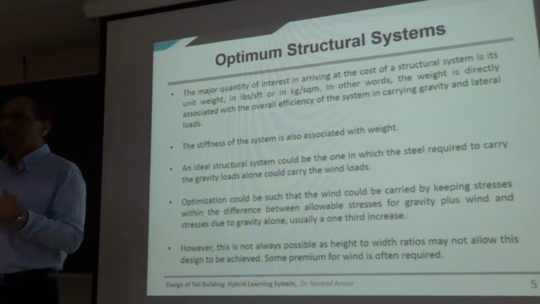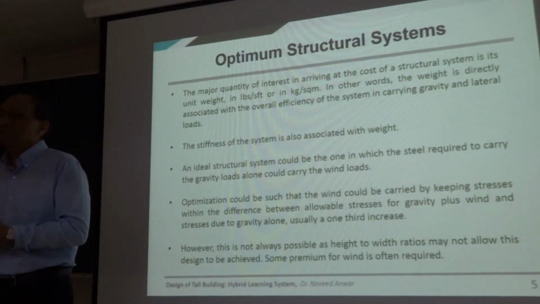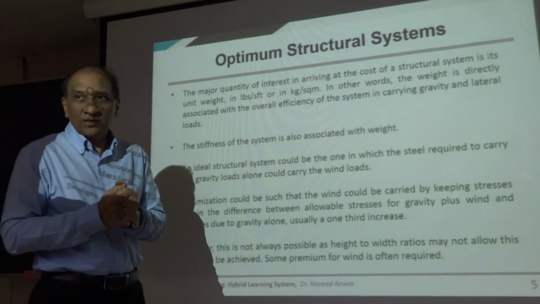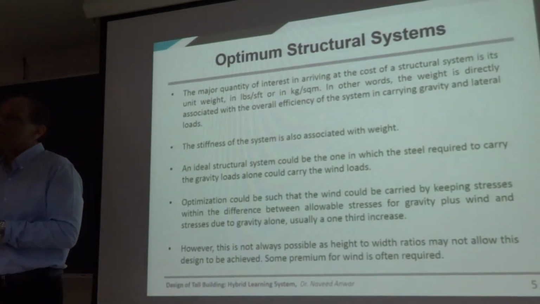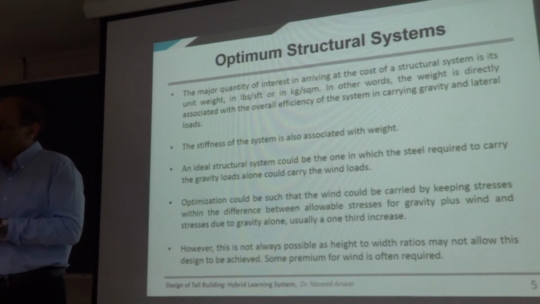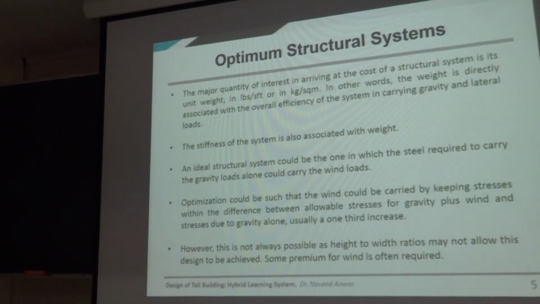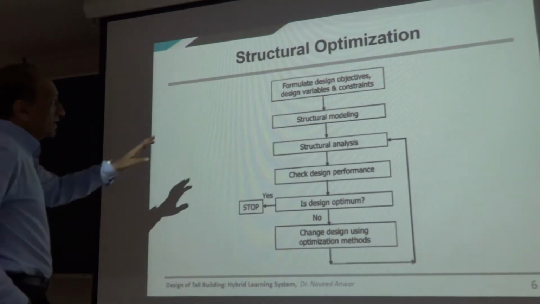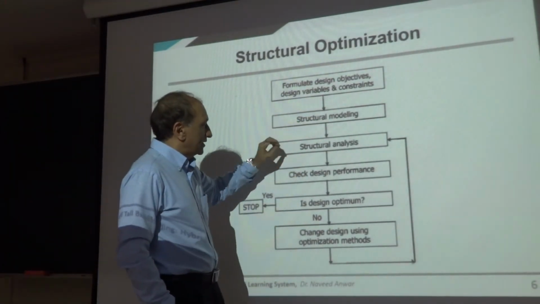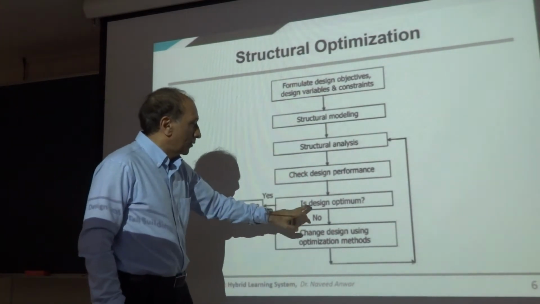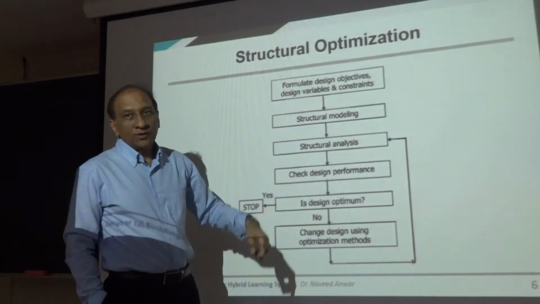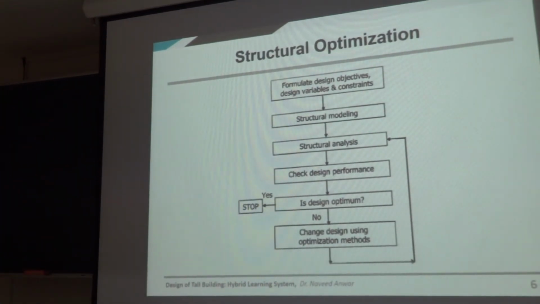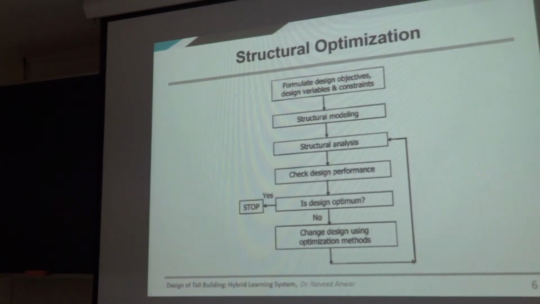So shear wall may not be the most economical, suitable, best option to go for a tall building, but often is the easiest one to use, right? So optimization: formulate design objectives, structural modeling, structural analysis, check design performance. Is the design okay? Optimized or not? Otherwise you keep repeating. And frankly speaking, you can never optimize something completely, it's impossible, right?